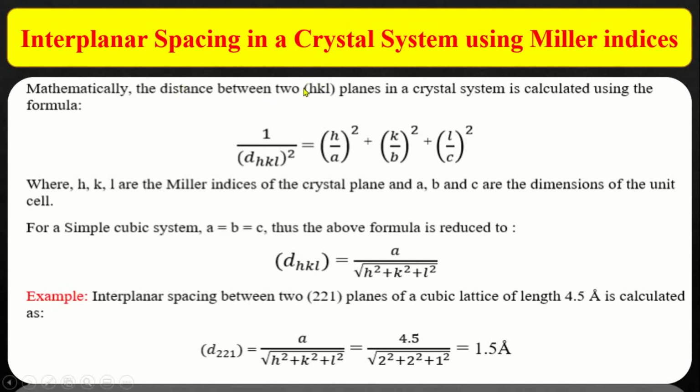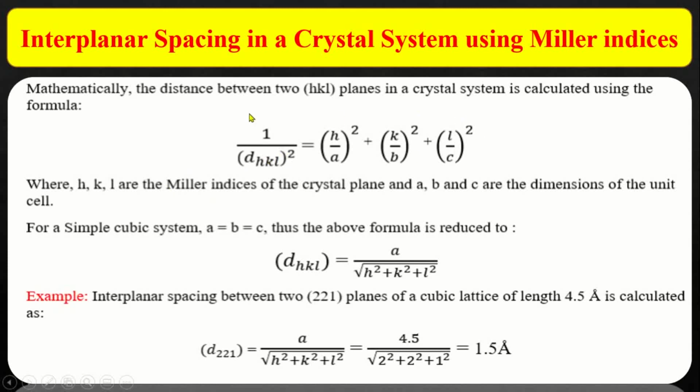Similarly, the distance between two (hkl) planes in general inside a crystal system can be calculated using the formula 1 by d_hkl whole squared is equal to h by a squared plus k by b squared plus l by c squared. Now, where a, b, and c, what are these? These are the unit cell dimensions. h, k, and l are the Miller indices. So hkl we already know because the plane has already been defined. So the values of h, k, and l are very much known to us. We have to find d_hkl.